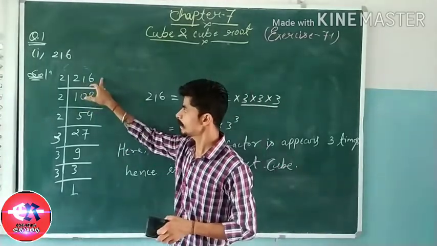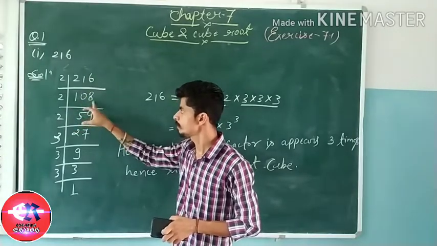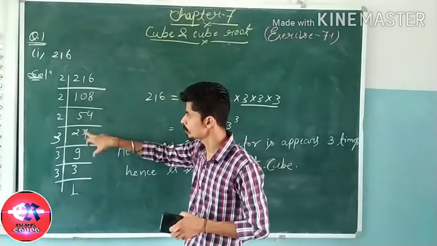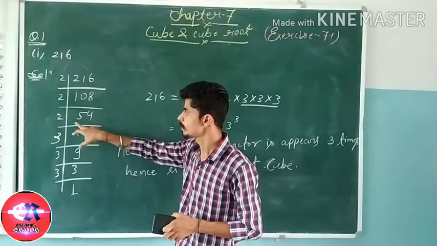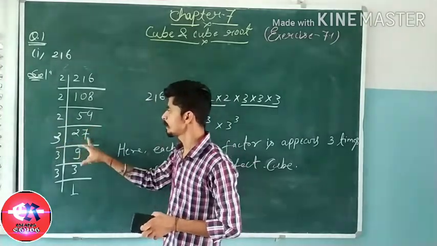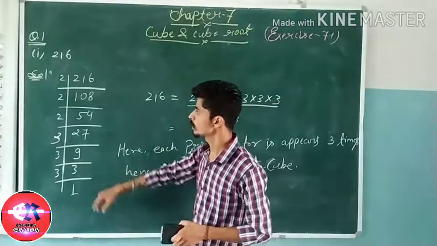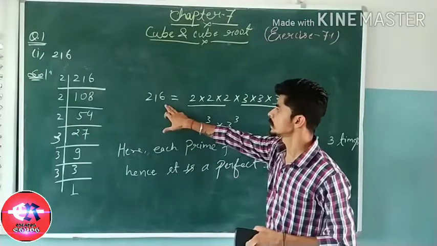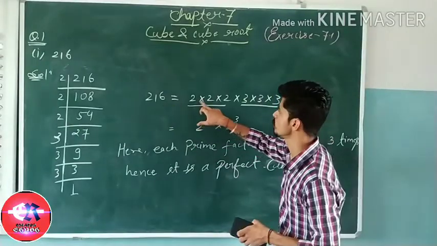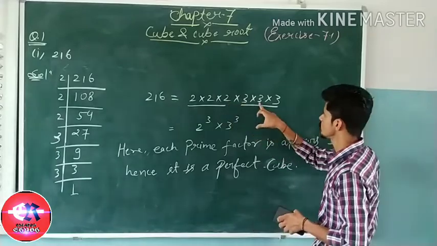So for 216, the prime factorization: after dividing 216 by 2 we get 108, again dividing by 2 we get 54, and again by 2 we get 27. Now 27 is divided by 3, we get 9, then 3, then 1. So all the factors of 216 are 2 into 2 into 2, and 3 into 3 into 3.